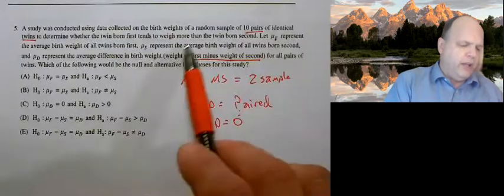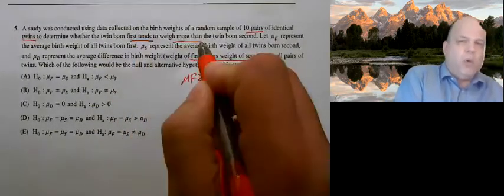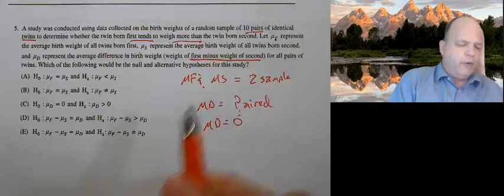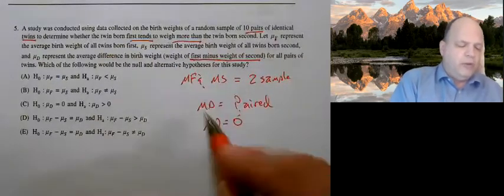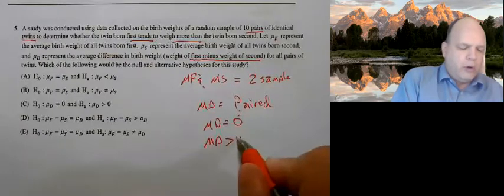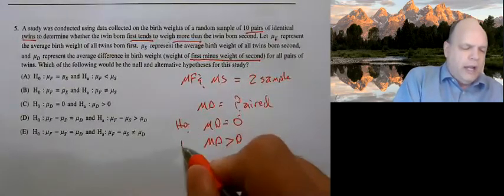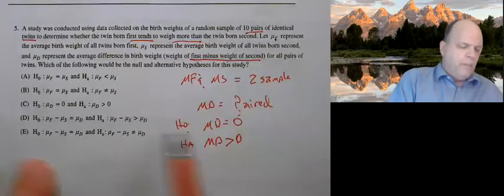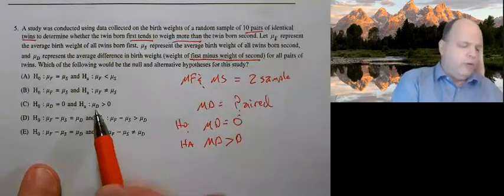And they wanted to see if the firstborn tends to weigh more. So they want the first one to be greater. So we need this to be greater. So this will be an alternative of mu-D greater than 0. So H0 and HA: mu-D equals 0 and mu-D is greater than 0.